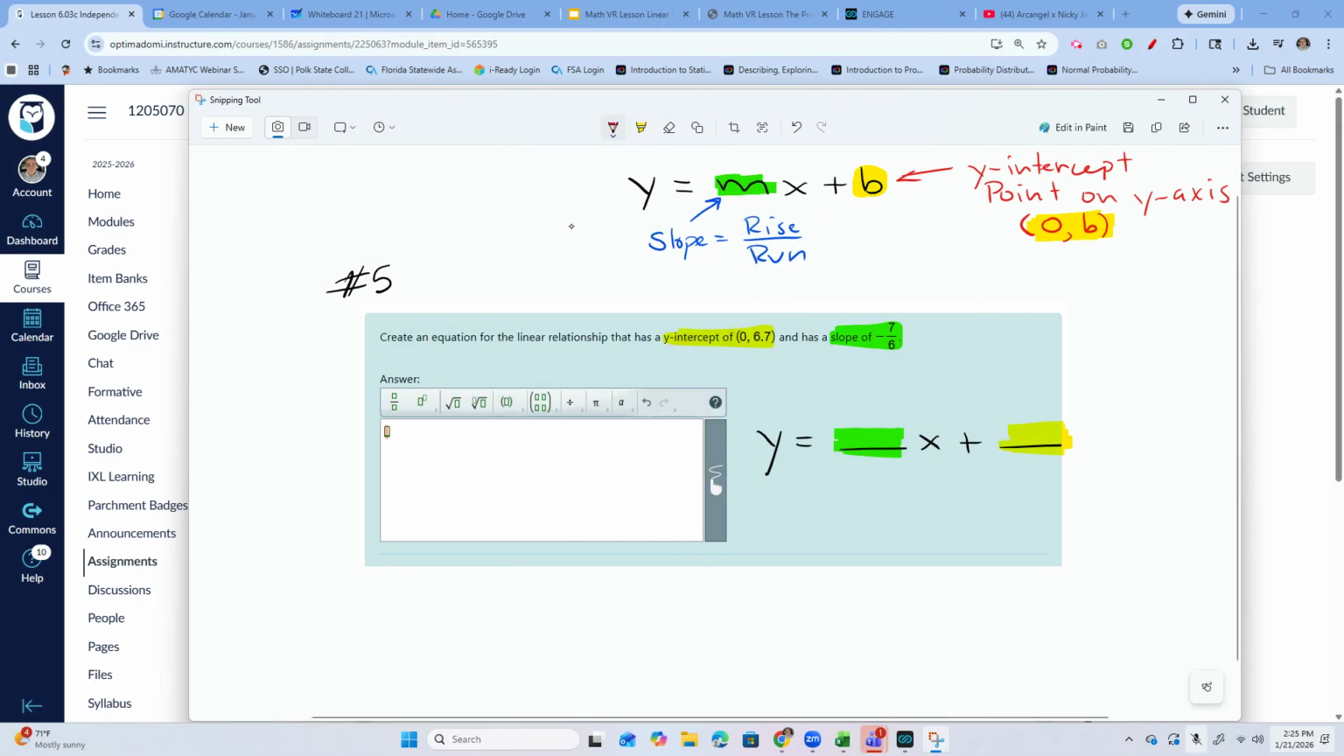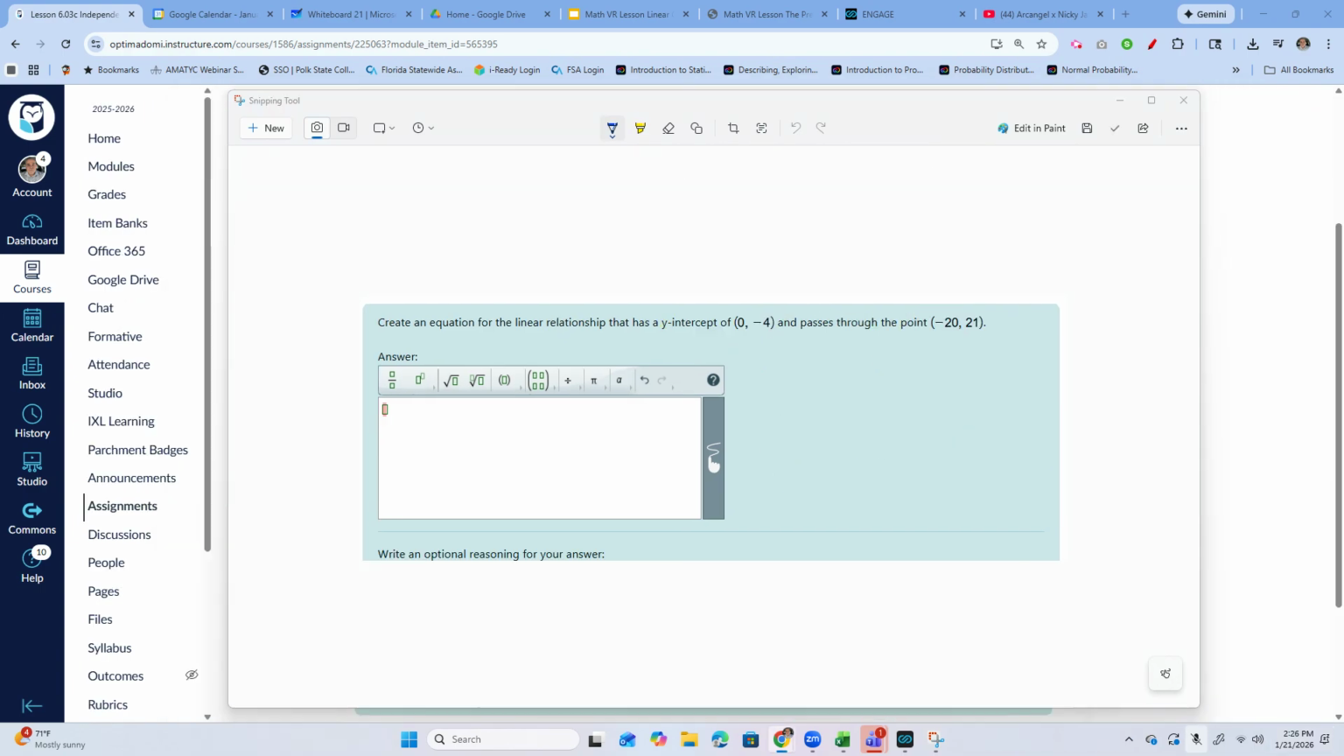You can see right away that my b is the point 0, comma 6.7. So 6.7 is my b. That's what I'm going to put here. And my m is the slope. And the slope, they told you, is -7 over 6. See, that's my m. So I'm going to put here -7 over 6. See, from a word description, I was able to find the equation of this line. Let's go do another problem.